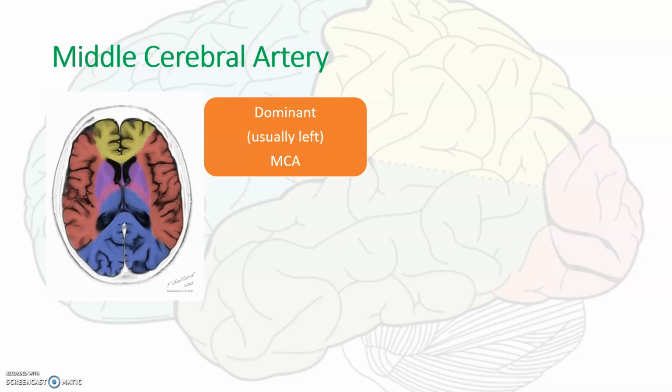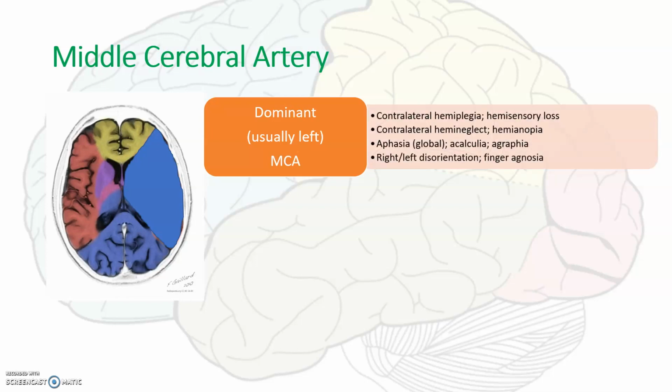If it's a dominant hemisphere, which is usually the left middle cerebral artery, and it's a proximal lesion, it can pretty much take out the entire MCA supply, including the internal capsule and the basal ganglia. This will lead to contralateral hemiplegia and hemisensory loss, contralateral hemineglect and hemianopia, aphasia because Broca's area is affected, acalculia and agraphia, right-left disorientation, and finger agnosia.